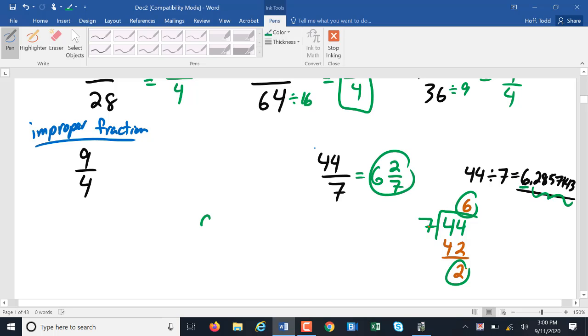We can do the same here. 9/4, we do 9 divided by 4. Yep, there's 2 in there. 2 times 4 is 8. There's 1 left over. So exactly 2 and 1/4.